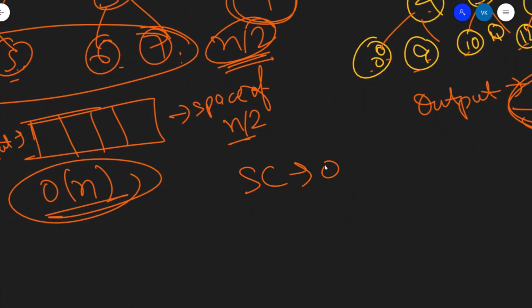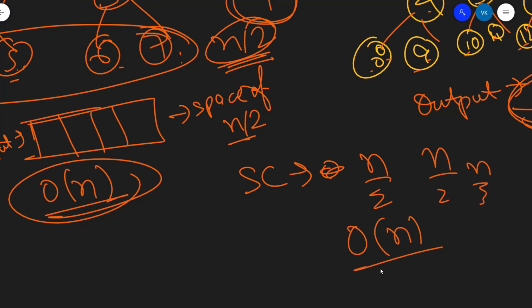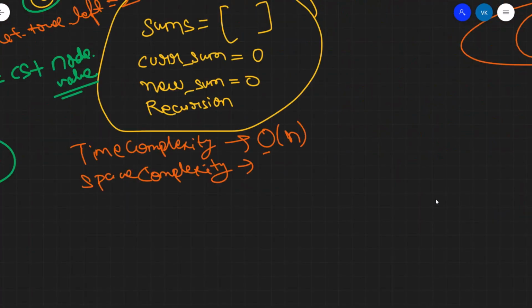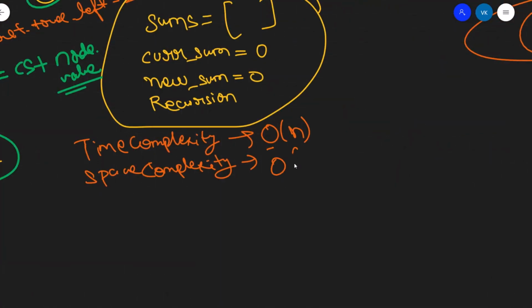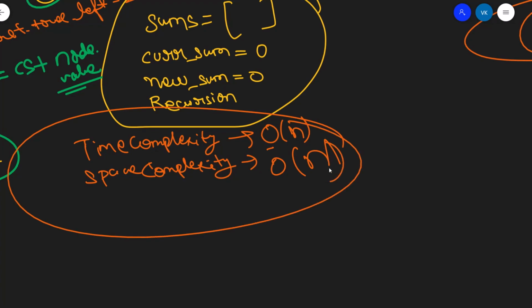So you can say that space complexity is big O of n by 2. So n by 2 or n by 3 in terms of big O is basically n. Even if you write n plus n by 2, that's big O of n on a whole other level. So my space complexity up here is also big O of n.